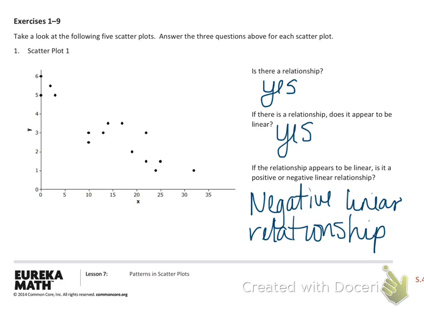Remember, another way to think about that is as the x value, or the horizontal axis, increases, if it's a positive relationship, then the y values will increase as well. In this case, the x values are increasing, but as they do, the y values decrease. So smaller y values with larger x values. Smaller x values lead to larger y values, because this is a negative linear relationship.